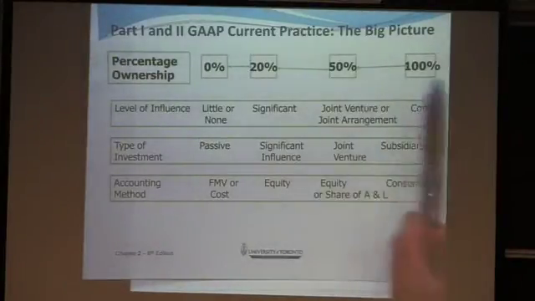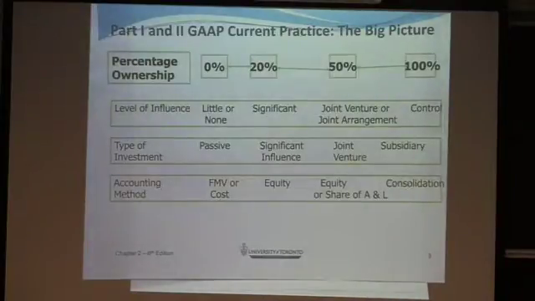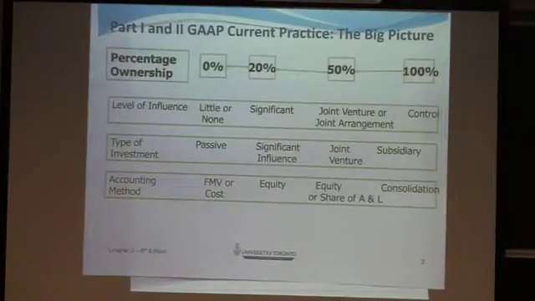When you have ownership of greater than 50%, it assumes that you have a control relationship. Your level of influence is control. You control the organization, the subsidiary, and that's when you have a subsidiary and parent relationship.